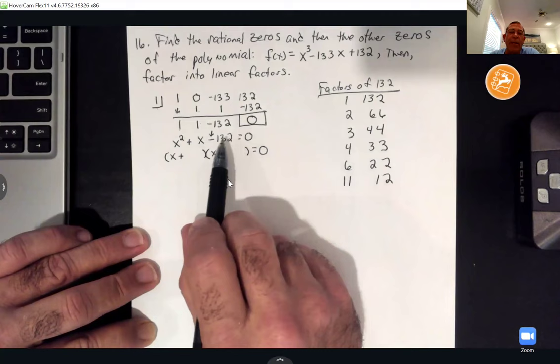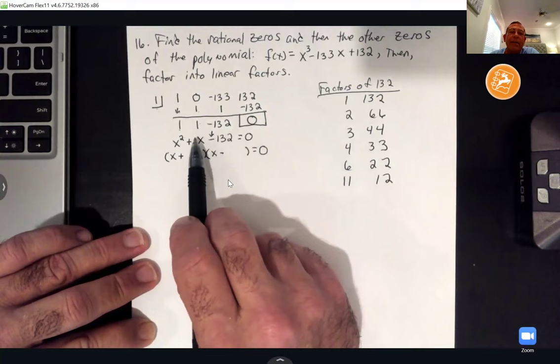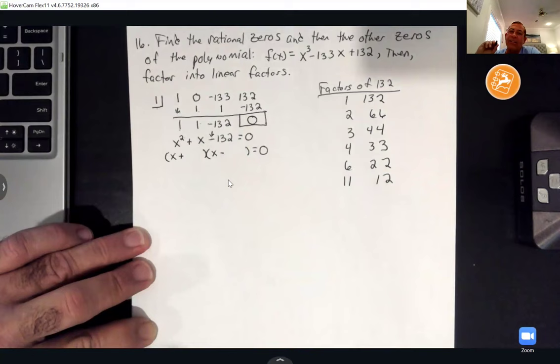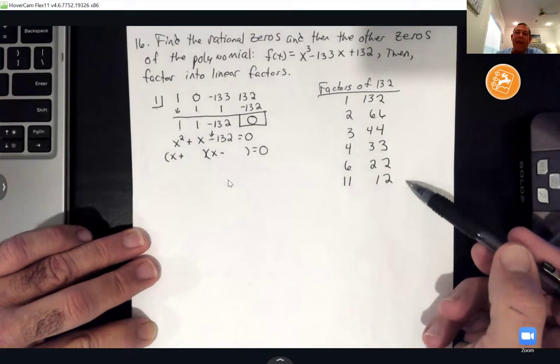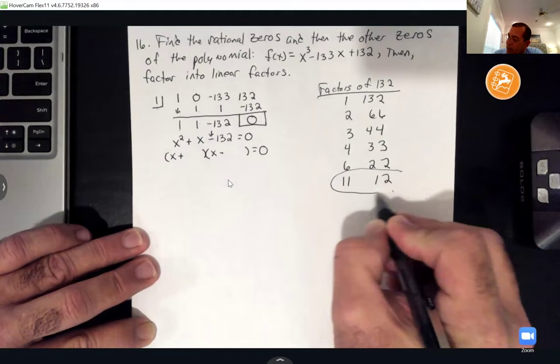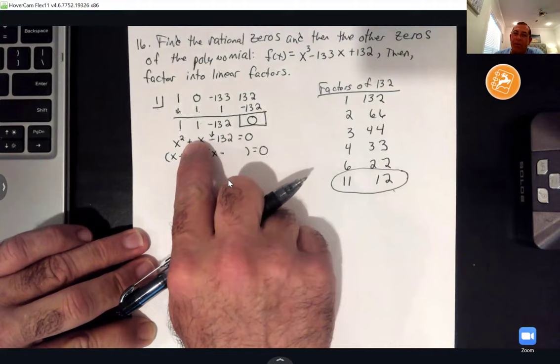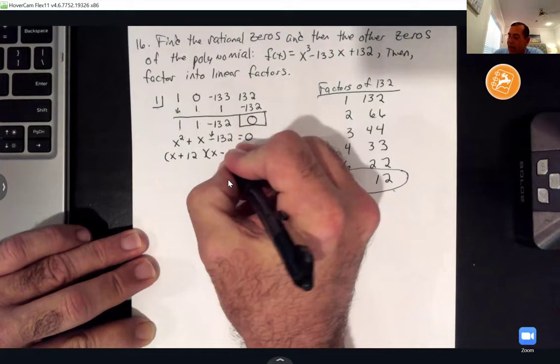It also tells me to find factors of 132 that subtract to get a 1. Your numbers either got to add or subtract to get to the middle number. Since mine's negative, mine got to subtract to get to that 1. There's only one set of factors over here that'll subtract and give you a 1. That's going to be 12 and 11. The larger factor always has the same sign as the middle number. So since 12 is larger, it'll be positive, and 11 will be negative.